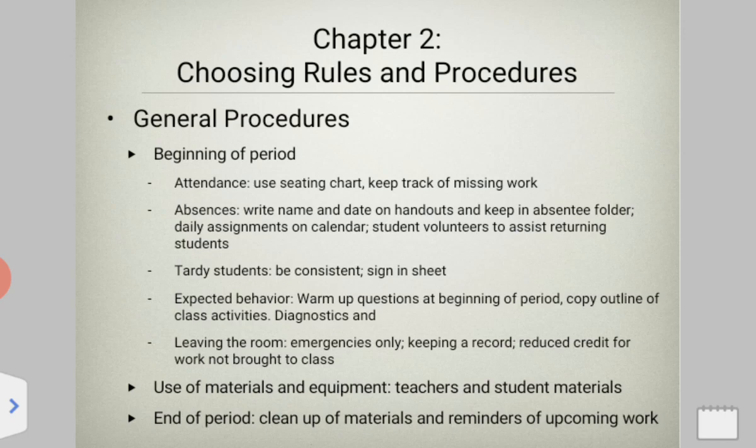What is the expected behavior? So we can have warm-up questions at the beginning of the class, right? Copy outline of class activities and diagnostics.